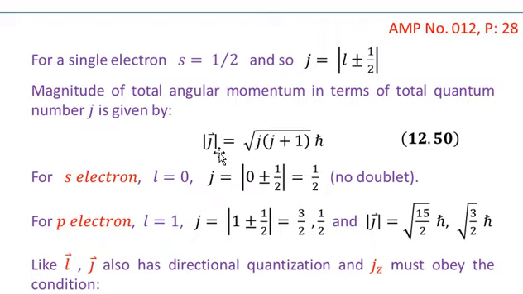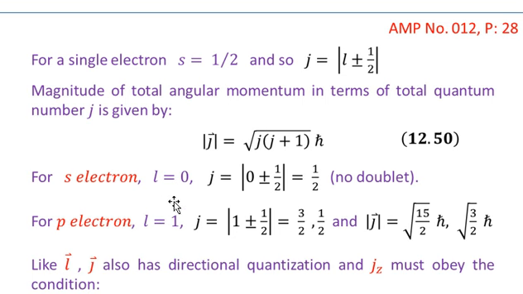Similarly, for the case of the total angular momentum of the atom, we can write that the magnitude of J, that is the magnitude of the total angular momentum, is equal to the square root of J into J plus 1, and outside this we have h bar. And you know that in the square root we have J, which is the total quantum number. So J is the total quantum number of the system, and on the left hand side we have the magnitude of J, which is the magnitude of the total angular momentum of the system.